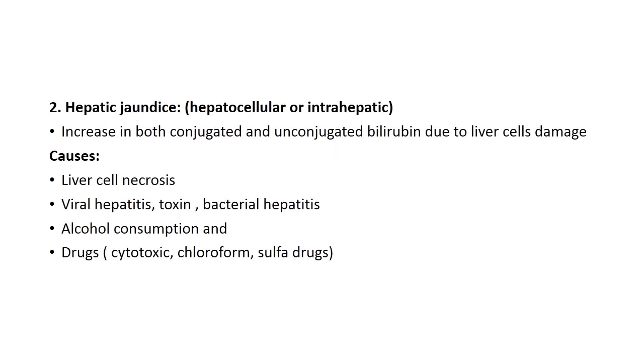In hepatic or intrahepatic jaundice, there is dysfunction of hepatic cells and the liver loses the ability to conjugate bilirubin. This leads to both conjugated and unconjugated bilirubin in the blood, termed as mixed picture. Conditions such as liver cell necrosis, viral and bacterial hepatitis, alcohol consumption, and drugs such as cytotoxic drugs, chloroform, and sulfa drugs can cause hepatic jaundice.